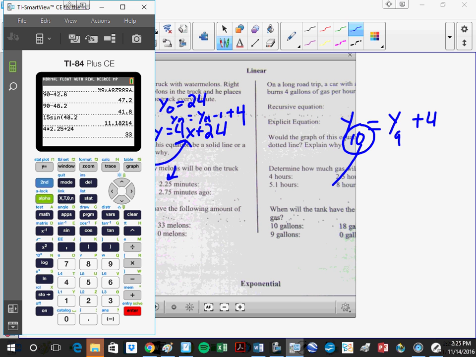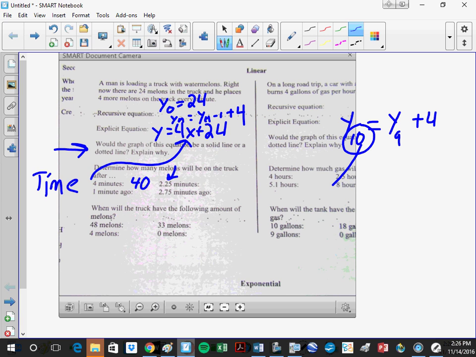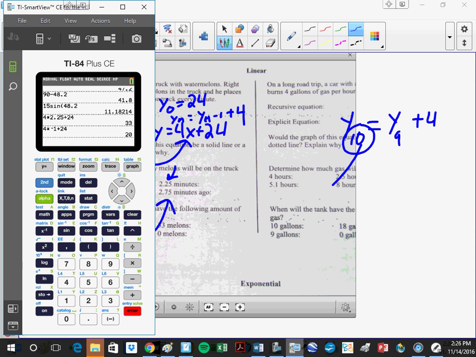With an explicit formula, can I go back in time to a minute ago? Yeah, just plug in -1. So 4 times -1 plus 24. So 1 minute ago, there were 20 melons on the truck. Is everybody okay with this? All right. And then 2.75 minutes ago, 4 times -2.75 plus 24 is 13.